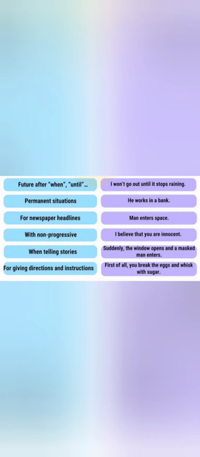For example, I believe that you are innocent. So non-progressive sentence means non-continuous words. Okay, for example, here in the sentence, believe is the non-progressive or non-continuous word because we cannot add ing to the word believe. For example, continuous word or progressive word means speak is the continuous or progressive word.